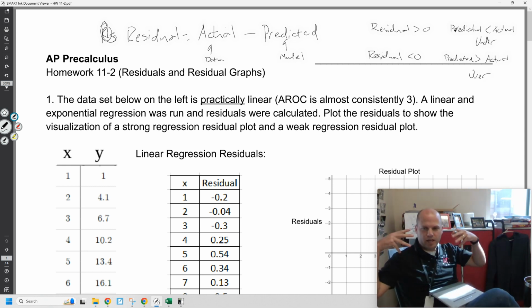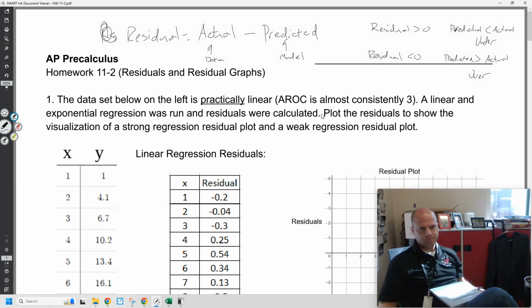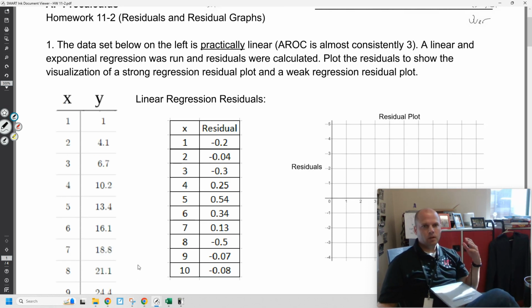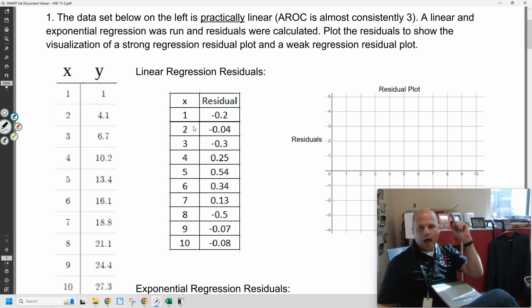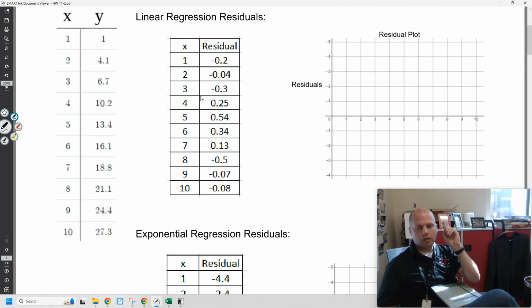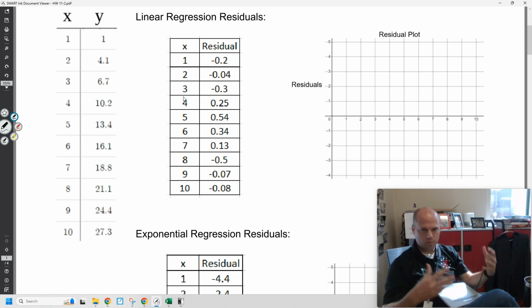The second thing we talked about is how residuals help you pick the right model. I made this homework and I had this data, and if you want to do this yourself, you can. I purposely made this data practically linear. The average rate of change is almost consistently 3, but not exactly 3. I ran two regressions, an exponential regression and a linear regression, and then I produced the residuals, the actual minus predicted, which is what we did.